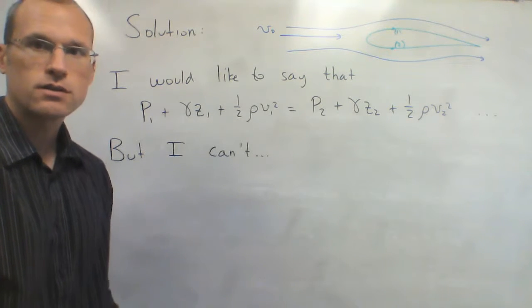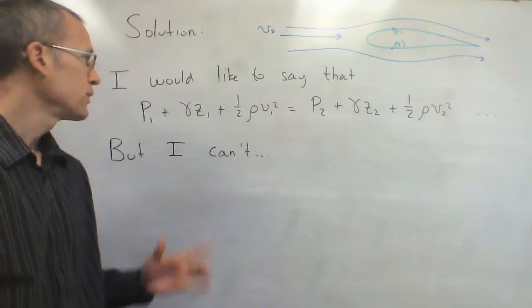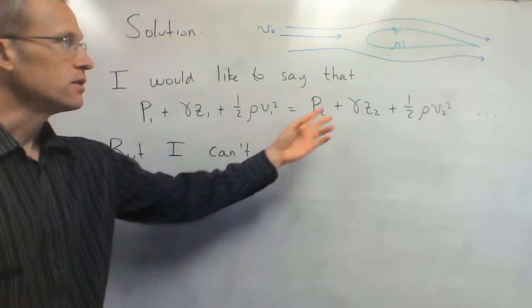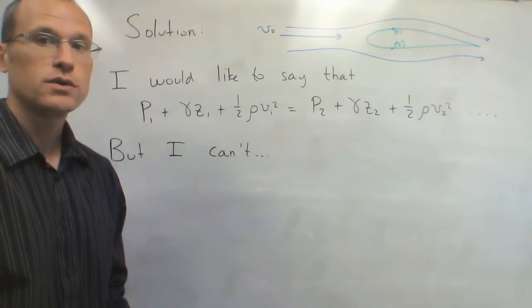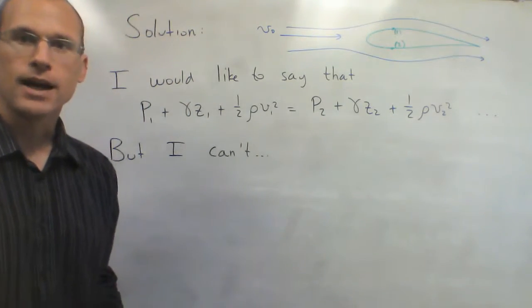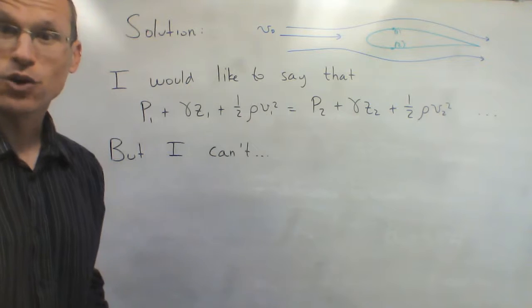So I'd love to just write down Bernoulli's equation for this scenario: P1 plus gamma Z1 plus 1/2 rho V1 squared is P2 plus gamma Z2 plus 1/2 rho V2 squared, and compare these two points, point 1 and point 2. But I can't actually do that. You know why?